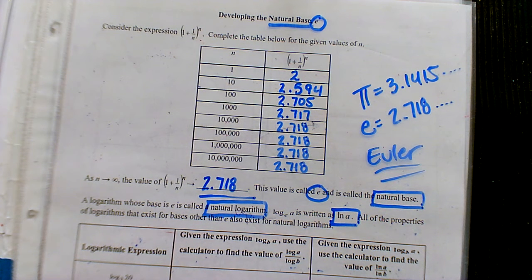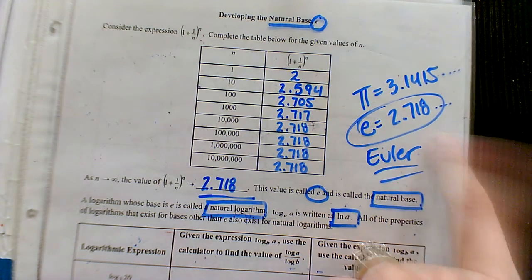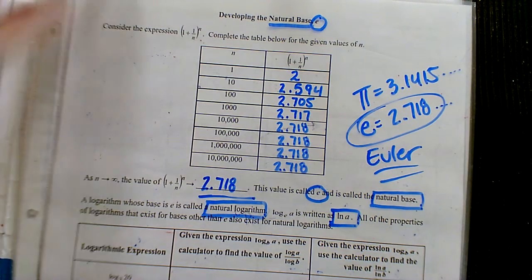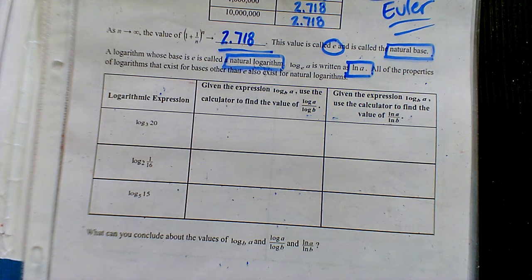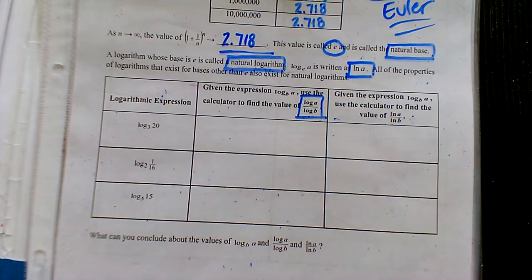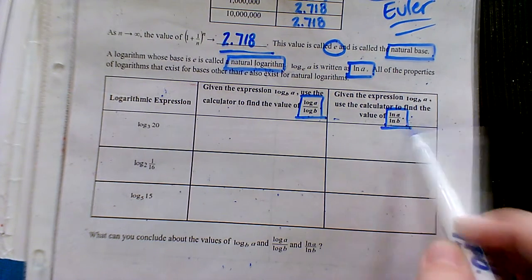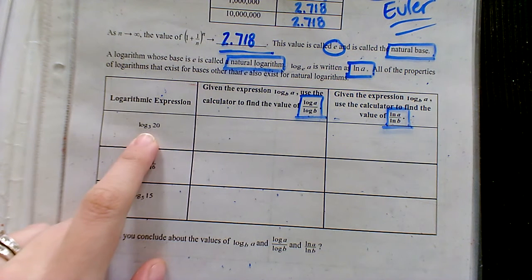Now a natural log is still a log, it's just a special type of log because it always has this base. So since it's still a log, it has the same properties of logs that we were discussing yesterday. So we're going to take a look at this change of base formula from yesterday and see how it relates to a natural log change of base. So let's think about this.